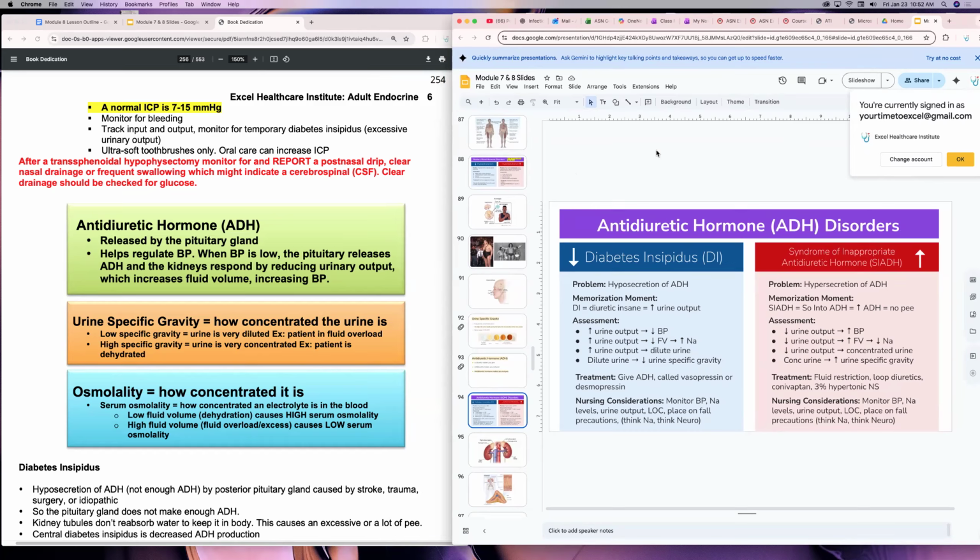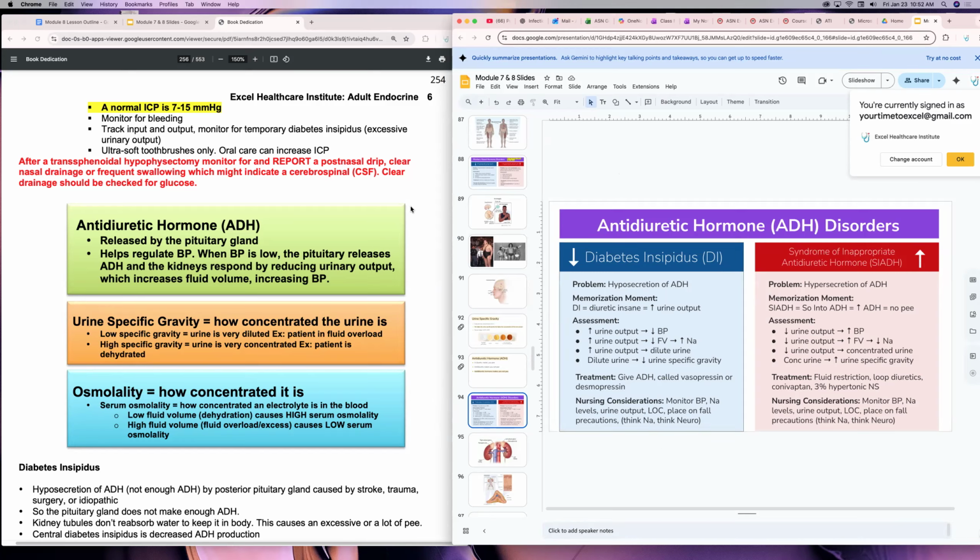So when antidiuretic hormone is too low in the body, that is called diabetes insipidus. So write that down. When antidiuretic hormone is too high in the body, we call that SIADH, syndrome of inappropriate antidiuretic hormone. So, what I want you to remember is with diabetes insipidus, so just study these two tables, okay?